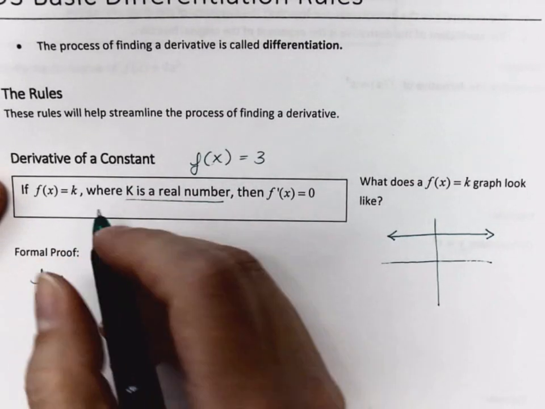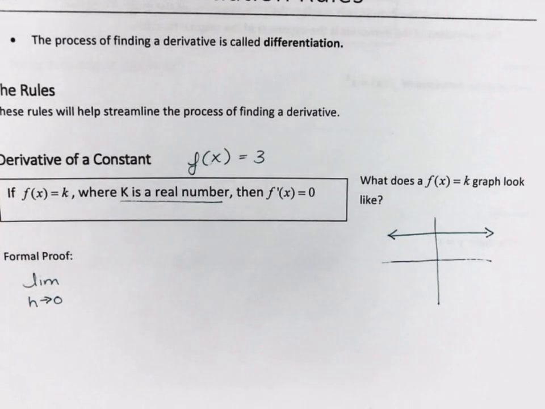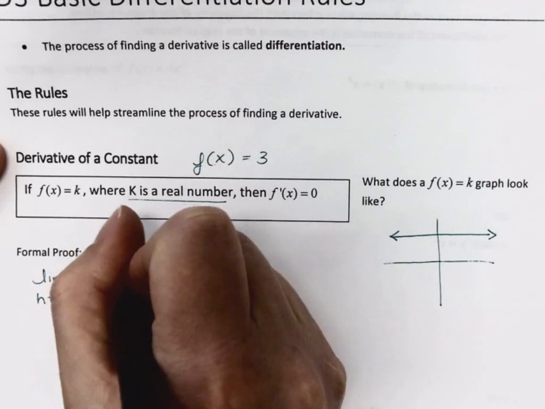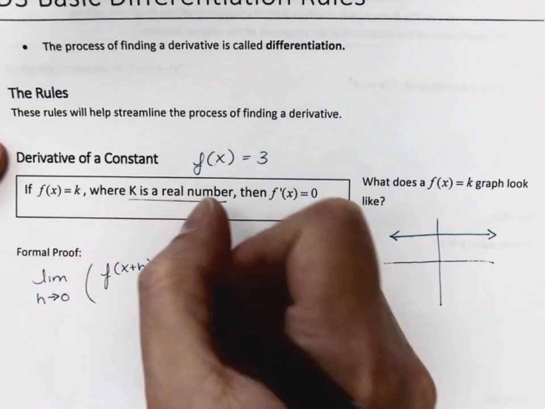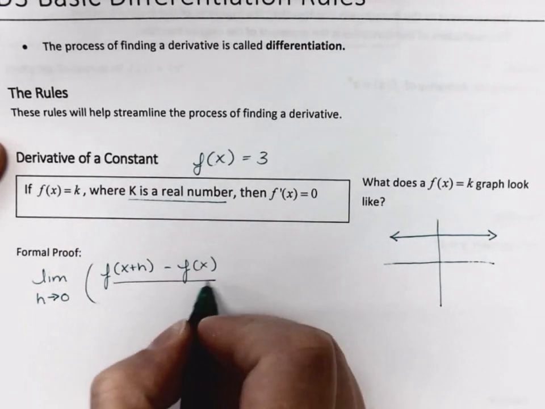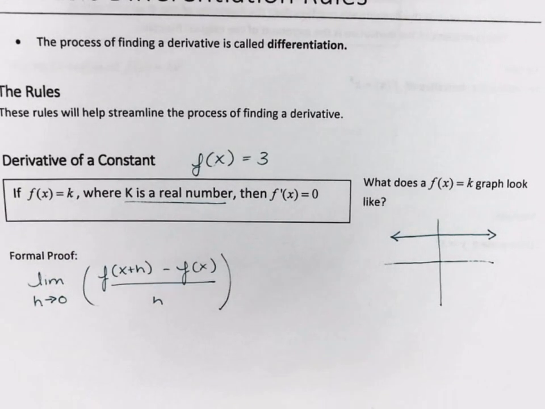So here's how we prove it. Again, I'm putting that slope formula in. So that's going to be f of x plus h minus f of x, all over h.